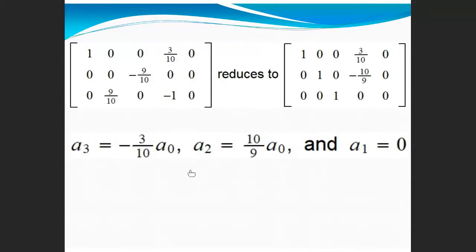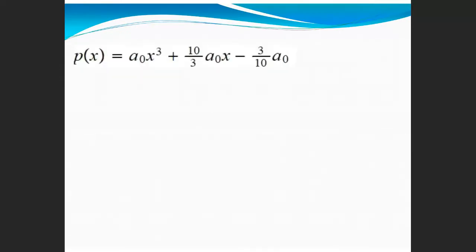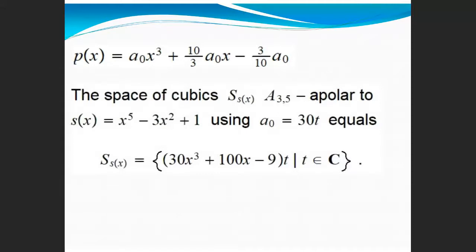And so the leading coefficient of the cubic will act as a free variable. And so we'll get a space of cubic polynomials that are apolar to the given quintic, and this is similar to the previous case for cubics and quadratics. So the space of cubics arises as being a null space from a 3x4 matrix. So it is a vector space, and we can make a change of variables so that our generating polynomial has integer coefficients for the set of cubics.